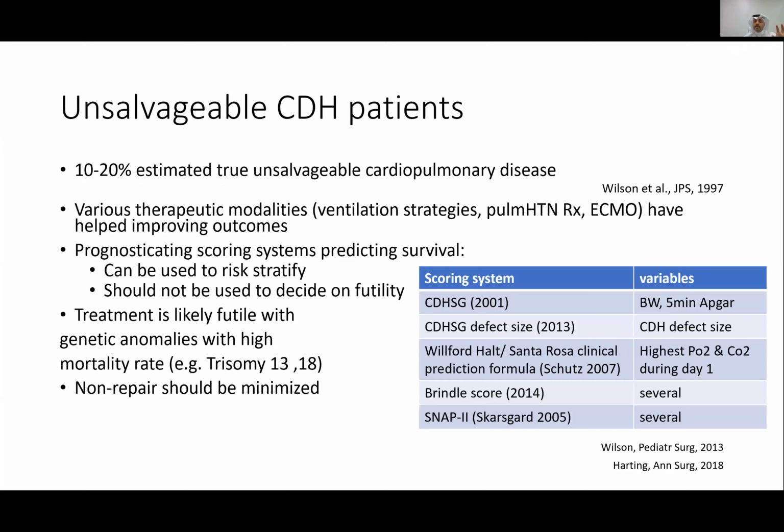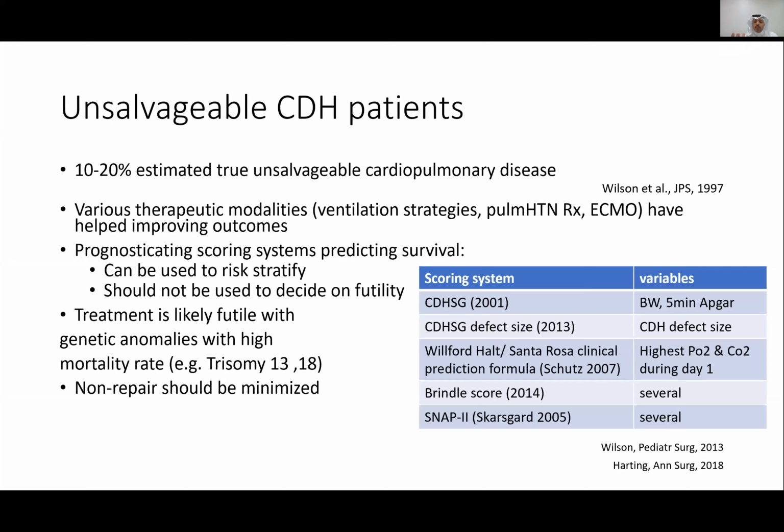Now, this has improved significantly because now we have different ventilation strategies. Now we have a lot of pulmonary hypertension drugs. Now we have ECMO as well. So that number is coming down. How to choose those patients? There are a lot of scoring systems out there. I just summarized them here in the table that can help you understand what the mortality risk is for those patients.